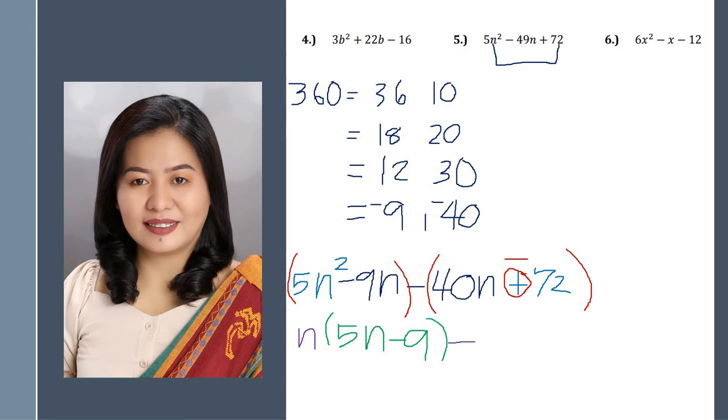Common factor of the second is, will it be 8? And we have 5n. We'll have to be careful with colors so that it would be easy to locate and identify the common factor. So that's 5n minus 72 divided by 8 is 9. So looking at the green is the common factor. So we just have to write it once, the common factor.